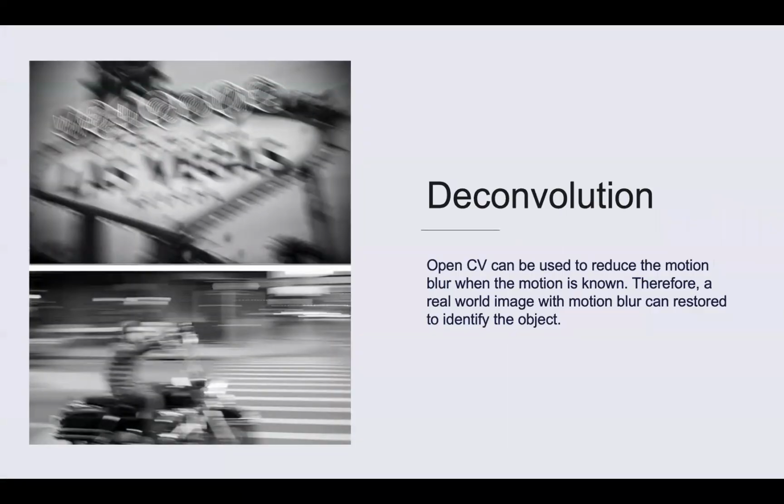First, deconvolution. OpenCV can help you to reduce the motion blur when the motion is known. Therefore, real-world images with motion blur can be restored to identify the particular object. As you can see in these two images, you can see a billboard with a bit of motion blur on it. And you can also see a person driving a bike with motion blur on it.